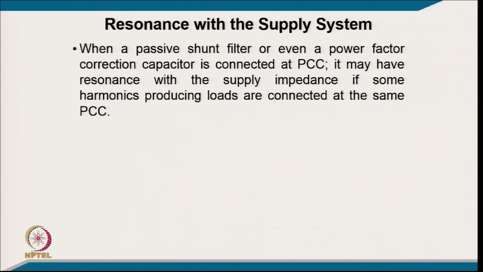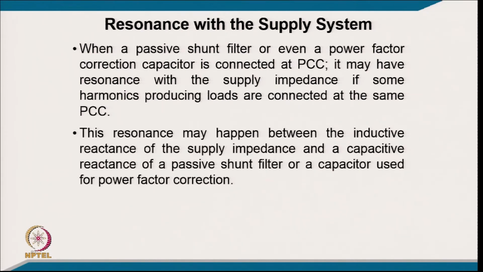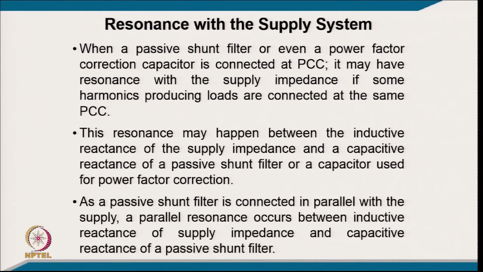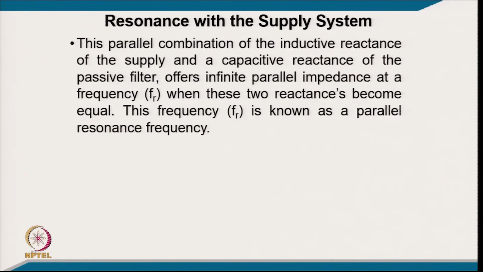may have a resonance with the supply impedance if some harmonic producing loads are connected at the same point of common coupling. The resonance may happen between the inductive reactance of the supply impedance and the capacitive reactance of the passive shunt filter or of a capacitor used for power factor correction. And as a passive shunt filter is connected in parallel with the supply, a parallel resonance occurs between the inductive reactance of the supply impedance and the capacitive reactance of the passive shunt filter.